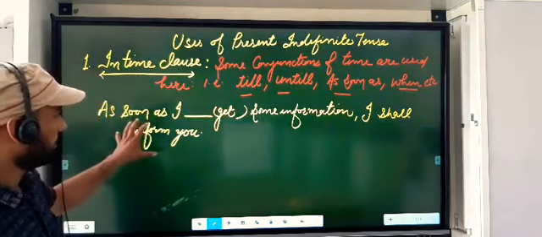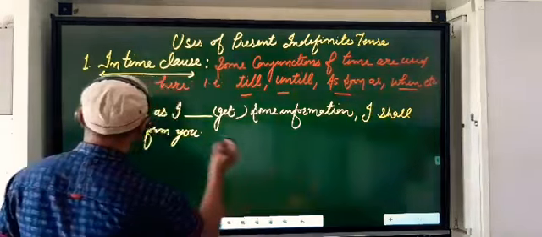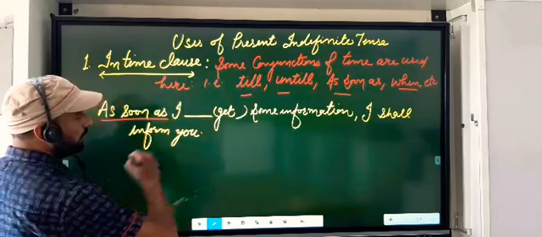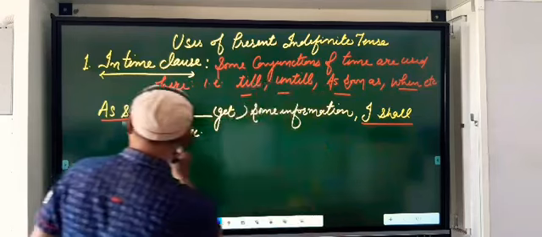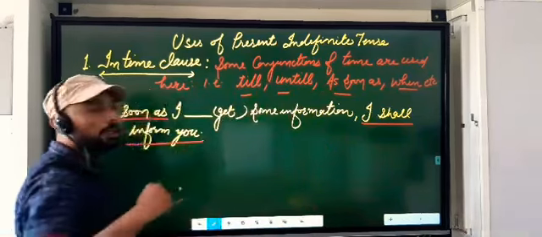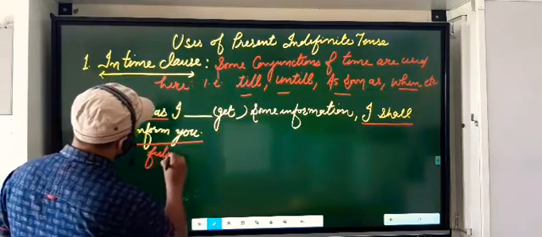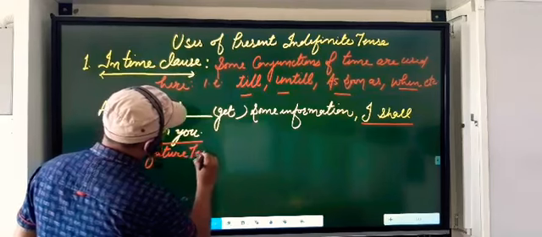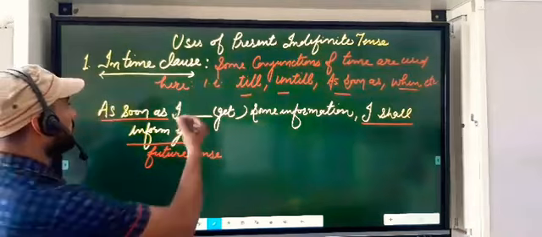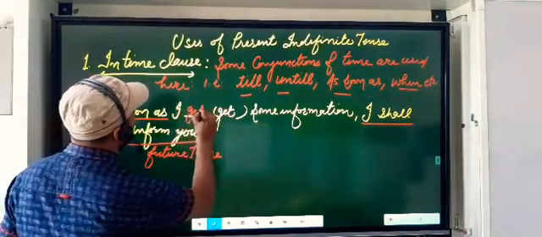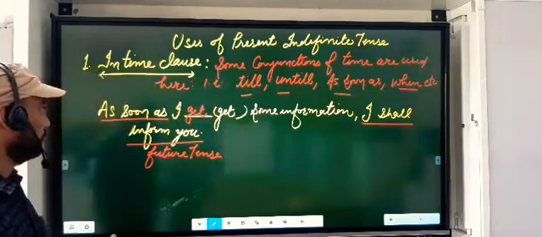Look at this sentence. Here a conjunction of time is used. This portion is given blank, and the second portion, that is known as the independent sentence, is given in future tense. In this portion we use present indefinite. As soon as I get some information, I shall inform you.